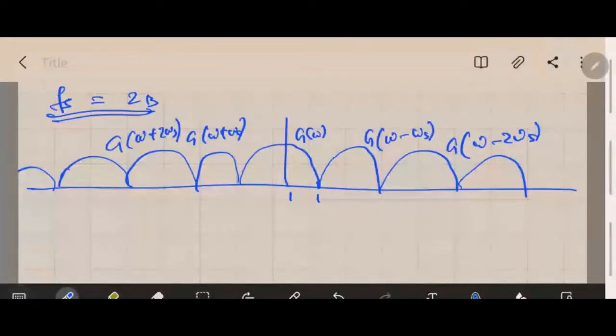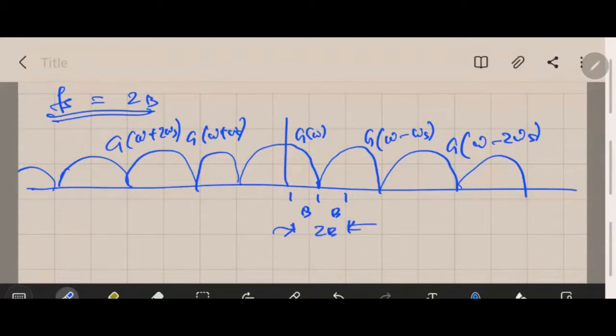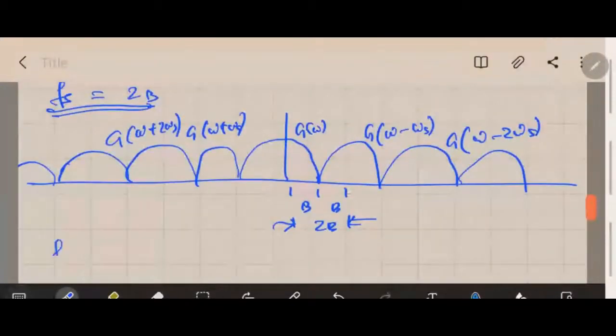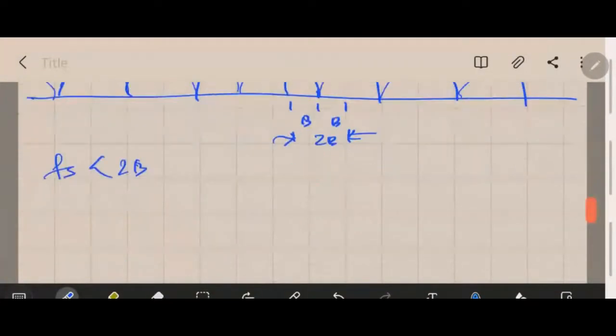So if this is b, and this is b, then this is 2b, right? That's why fs equal to 2b means it will be located exactly here. Now the next case, where fs is less than 2b. If fs is less than 2b, the spectra would look like this.